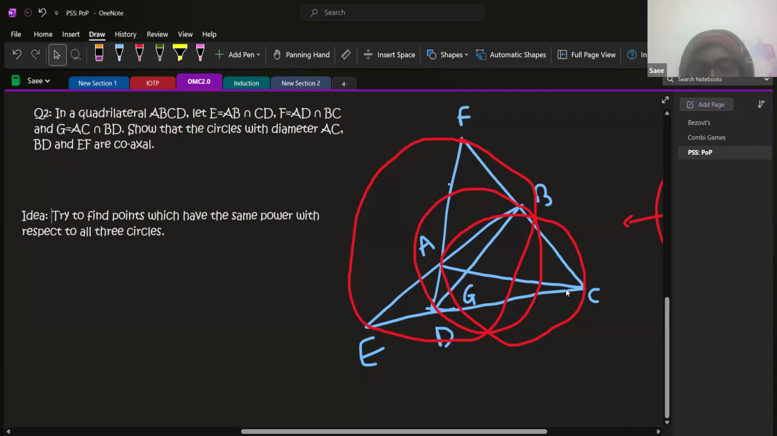Also note that since we have diameters again, we also have a bunch of 90-degree points.